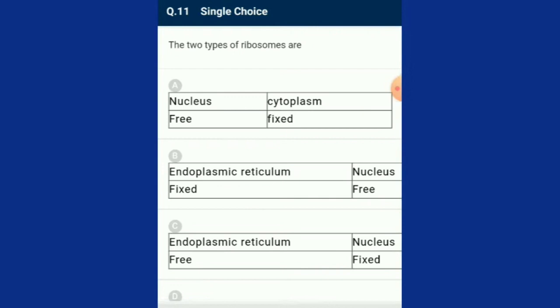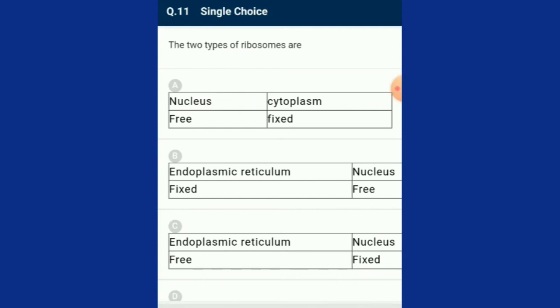Question number 11. The two types of ribosomes are. In eukaryotic cells, ribosomes freely present in the cytoplasm are of 80S type. These ribosomes consist of a smaller unit, 40S, and a larger unit, 60S. In the endoplasmic reticulum, it will be involved in protein synthesis and thus embedded. Within the nucleus, it is freely present, dissociated in the nucleoplasm.